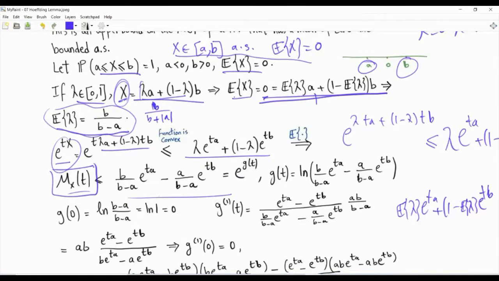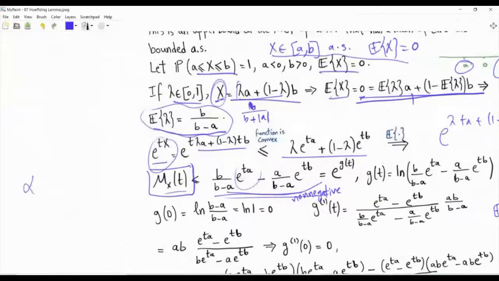So we will write the upper bound on mx of t in this form, e to the g of t. You can do this if you know that this thing is non-negative. Is this thing non-negative? Yes, you see a minus sign, but it is deceiving, because a itself is negative. Remember that by definition a is a negative number and b is a positive number, so this thing is non-negative, so we can take its logarithm. We can write this thing as e to g of t, where g of t is the logarithm.